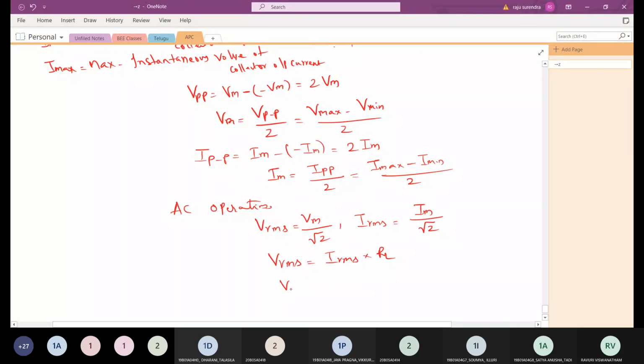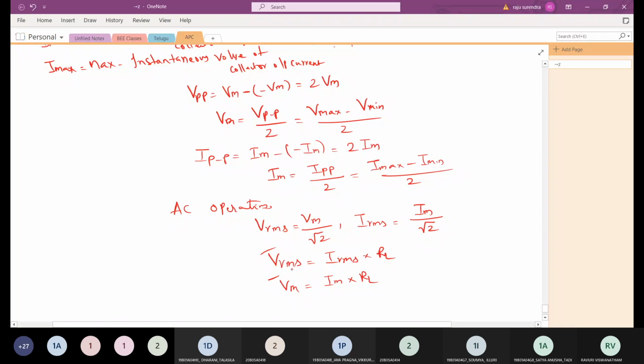Vm is equal to Im multiplied by RL. All of you understood? Yes, sir. Okay, this is for the AC, VRMS as well as Vm.